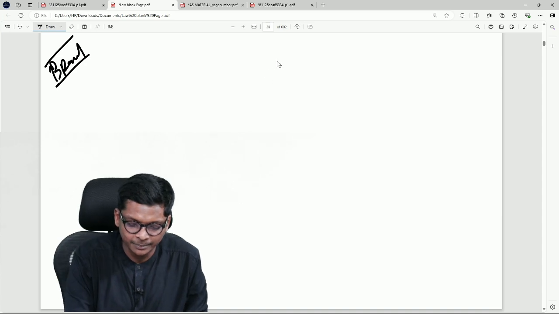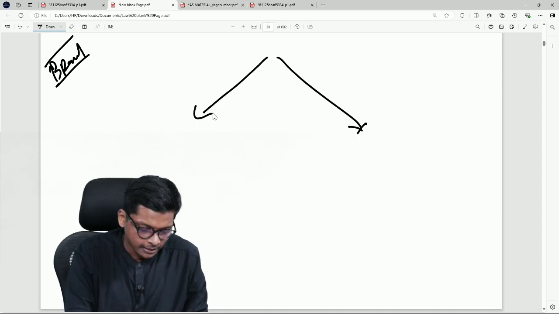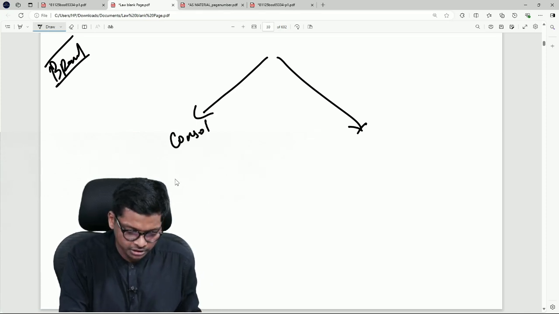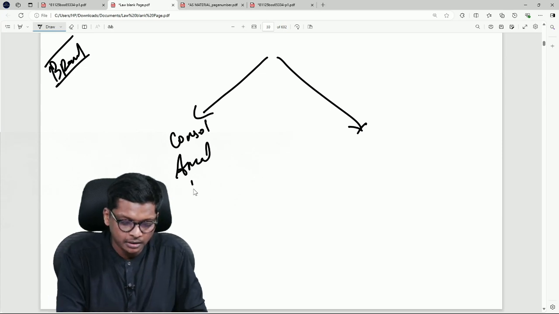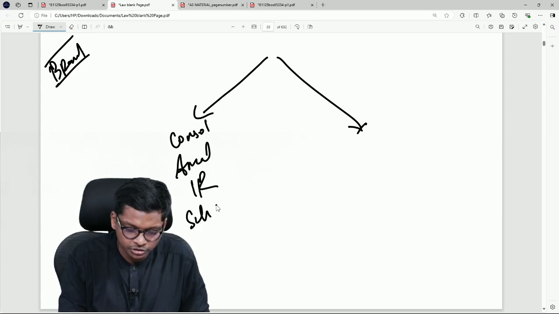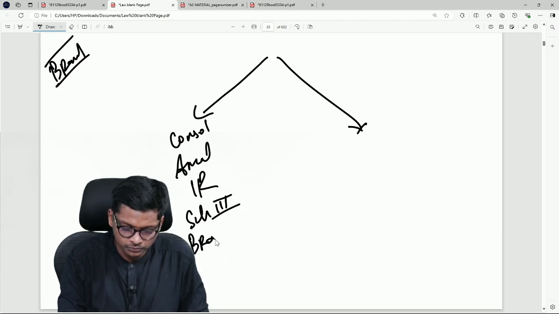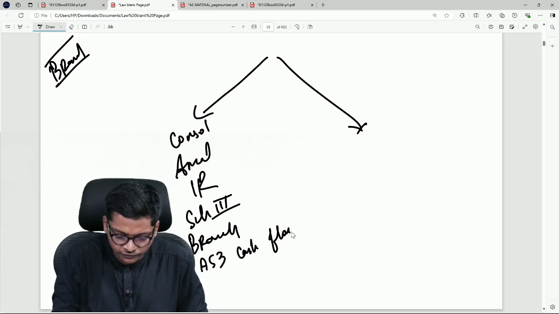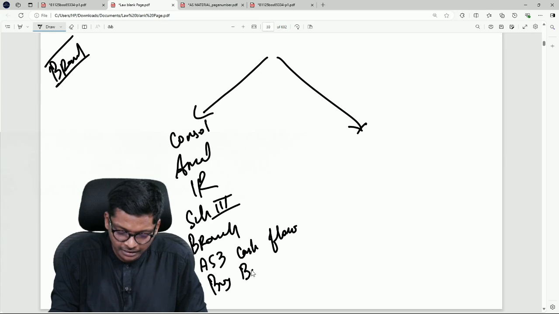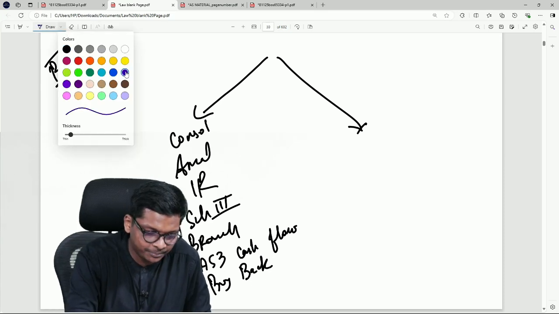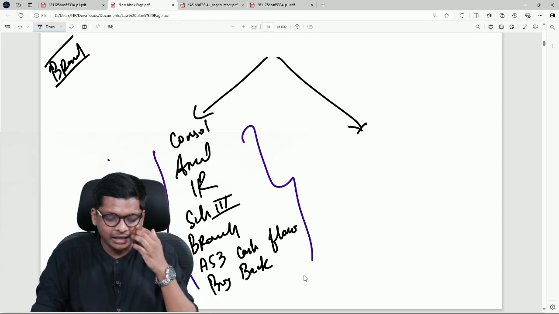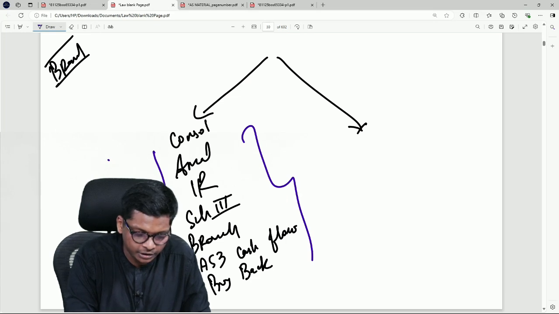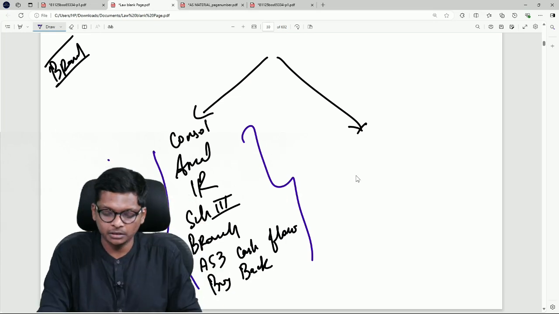If you looked at the RTP, guys, look at this. You have to be smart for the main exam. Some chapters like consolidation, amalgamation, internal reconstruction, schedule 3, branch, and AS3, cash flow and buyback, guys. Just these chapters, even though we don't have in the RTP, if you master this, 50 to 60 marks are in your pocket. This is one side.